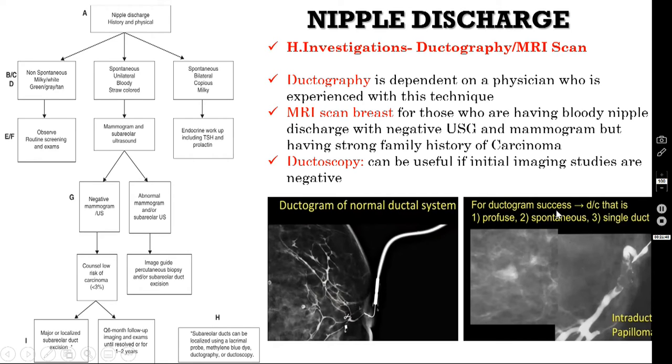For ductograms to be successful, the discharge should be profuse, the discharge should be spontaneous, and it should be affecting only a single duct. So this is a case of intraductal papilloma where you can inject the dye in this particular duct. You can see here the filling defect caused by the intraductal papilloma, very clearly. So the discharge should be profuse, number one. It should be spontaneous and it should come from a single duct.